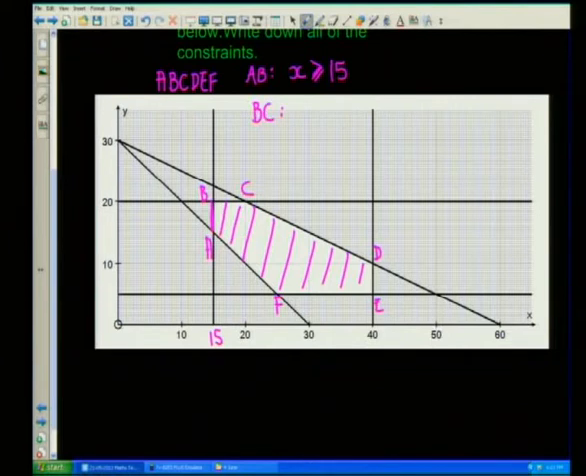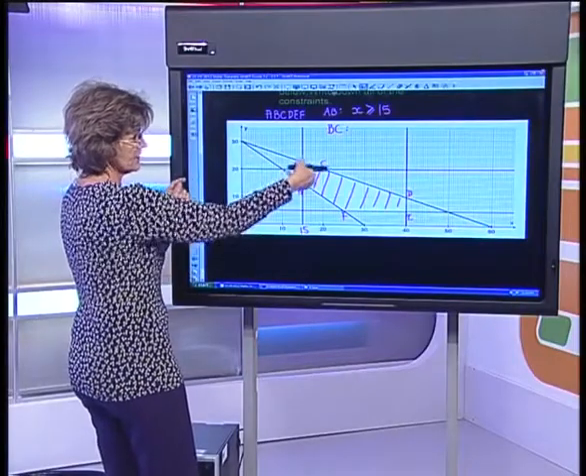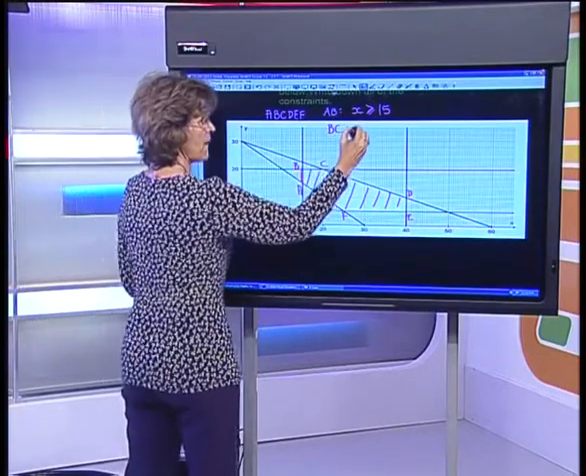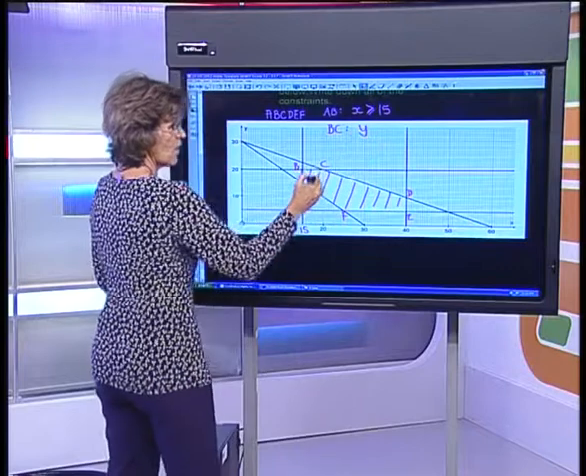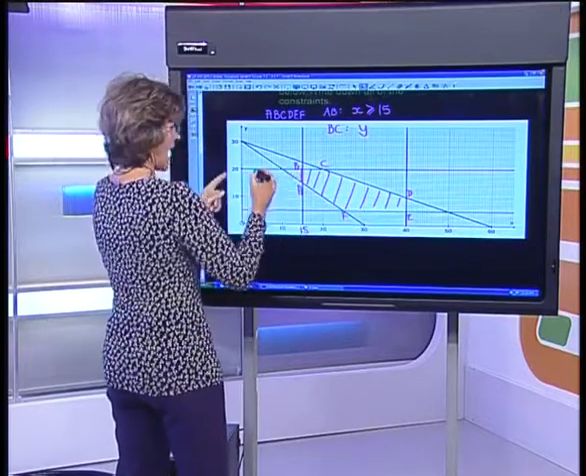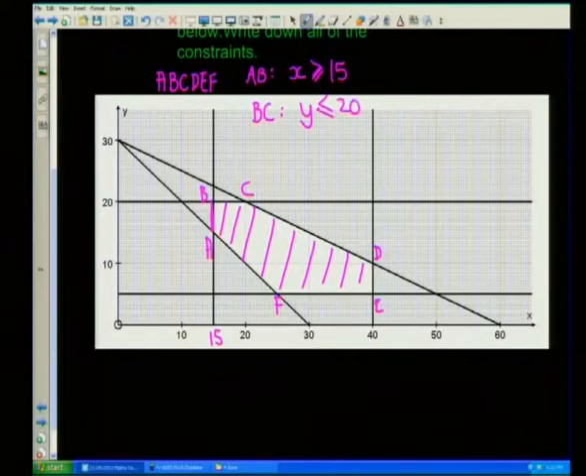And now that is a horizontal line, okay? Now if I read back to the horizontal, can you see that it reaches here at 20, and that means that my Y value for this shaded feasible region has to be less than or equal to 20. Okay, we're going good so far. Then I have to go from C to D.